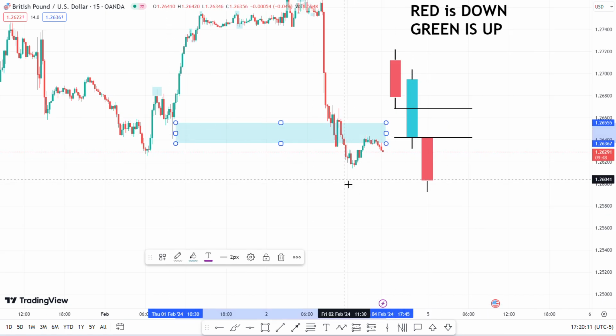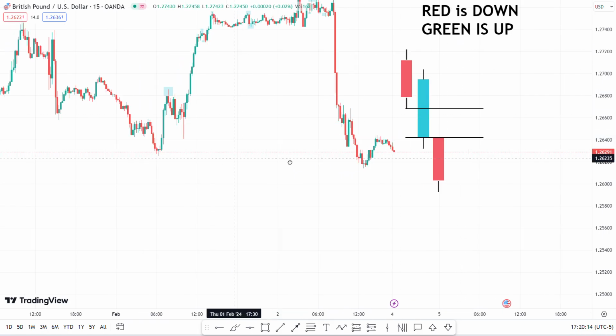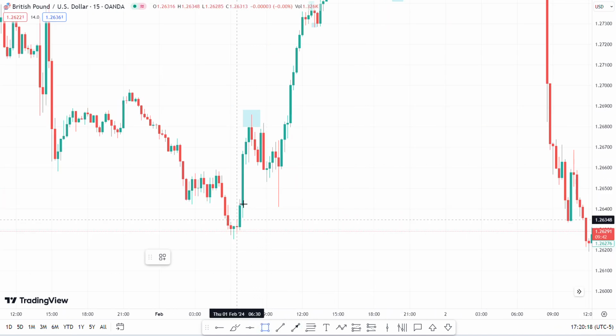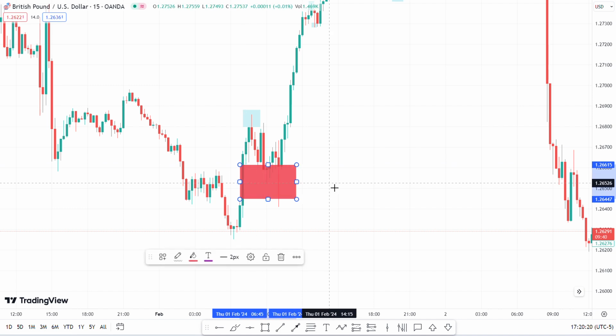I'll show you some examples now. Since I can see the chart, it will all be cherry picked. So here, for instance, green moved up.